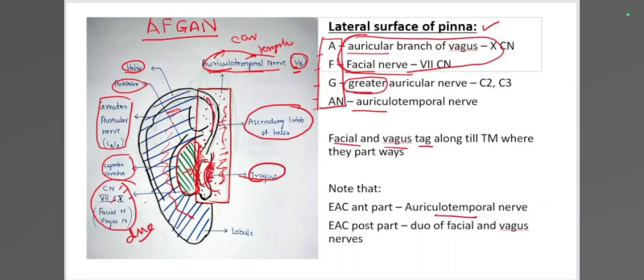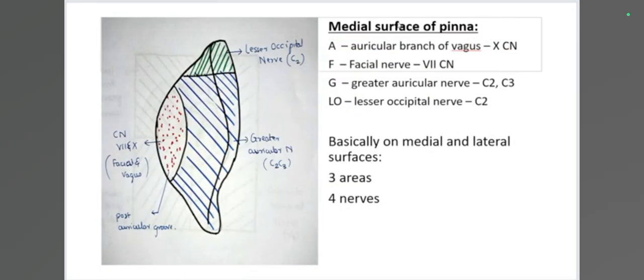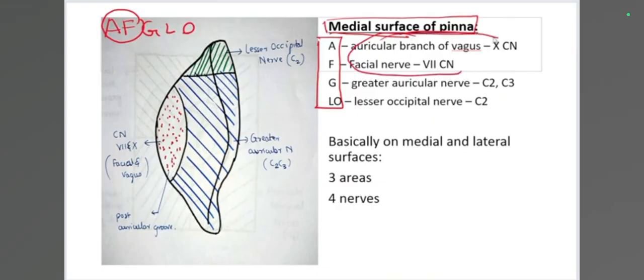We go further. So what is this? The nerve supply of the medial surface of the pinna. Nerve supply of the medial surface of the pinna we can easily remember by the mnemonic AFGLO. AFGLO. AF again, they are the duo, the auricular branch of the vagus and the facial, they are the duo. They are supplying the post-auricular groove. This part is supplied by the auricular branch of the vagus and the facial nerve. They go together wherever they go.